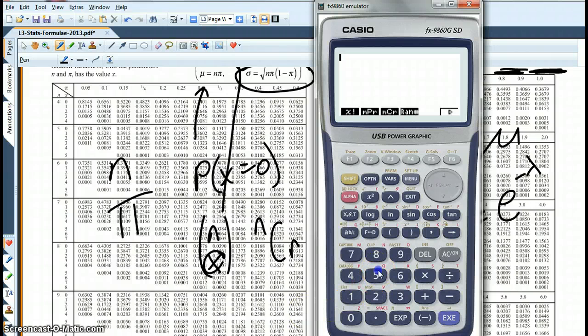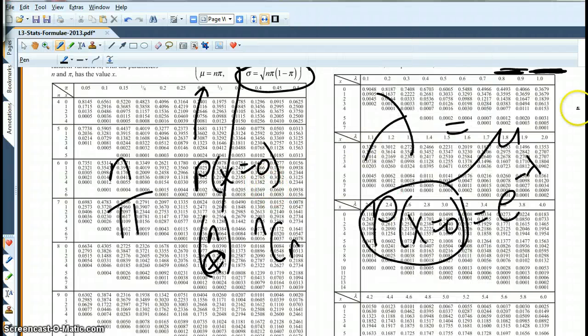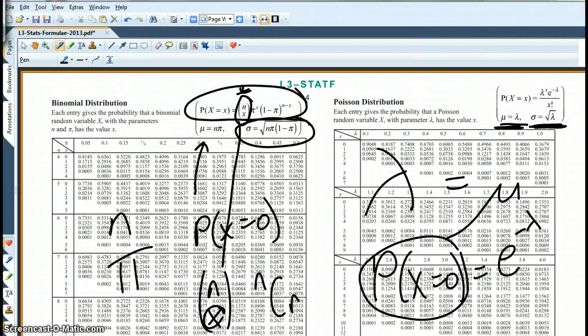So if I go 5C 0, I guarantee it'll be 1. If I went 9C 0, it's 1. If I went any C 0, it's 1. So what I'm trying to say there is, just like what I was saying here, anything to the power of 0 is 1. That becomes 1, so that disappears if we've got the probability of x equaling 0.